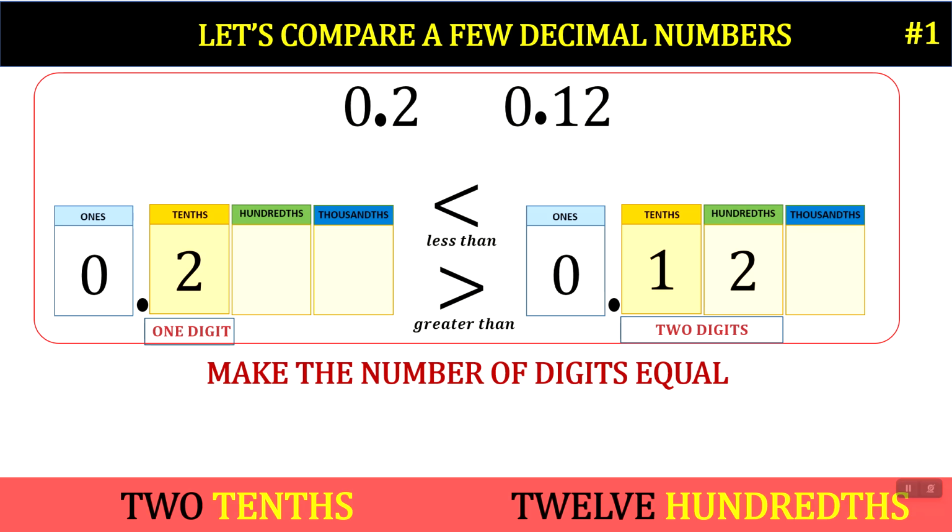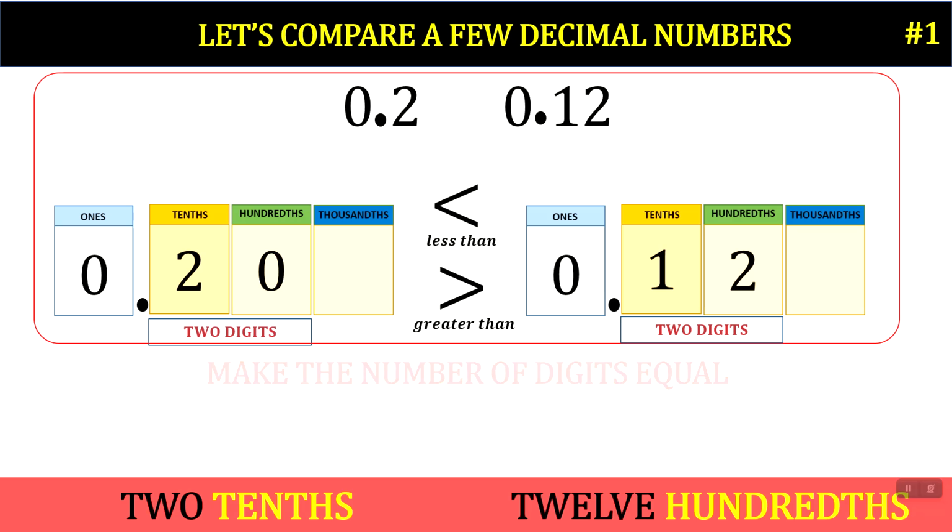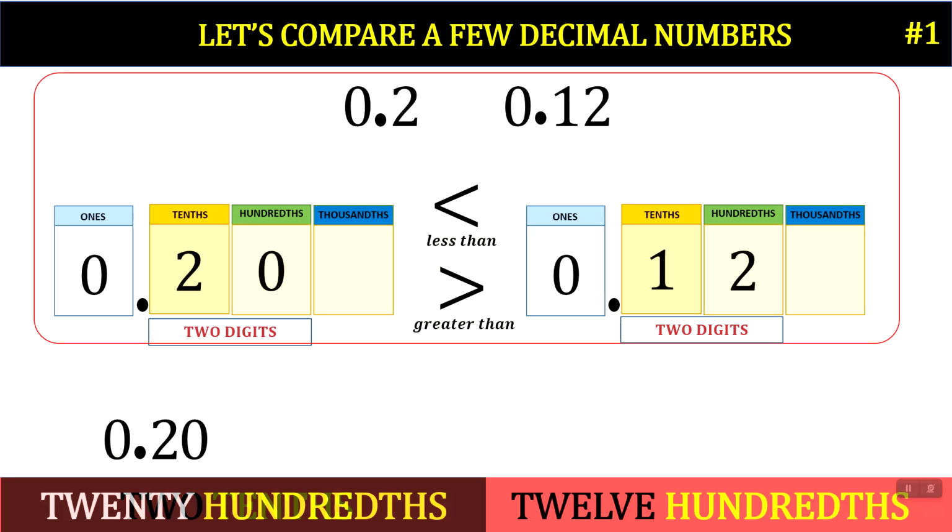And how do we do that? Well, 0.12 has 2 digits and 0.2 has 1 digit. Because 0.12 has 2, we need to make both of them have 2 digits. And we do that by writing a 0 in the hundredths column here. And we can rename that now with 2 digits as 20 hundredths. Now we can compare them.